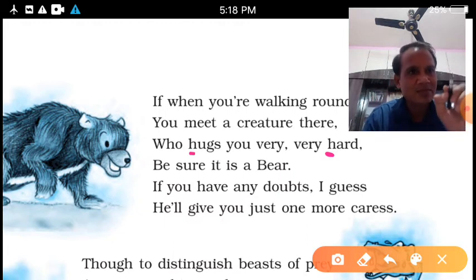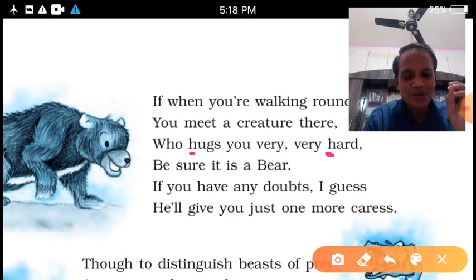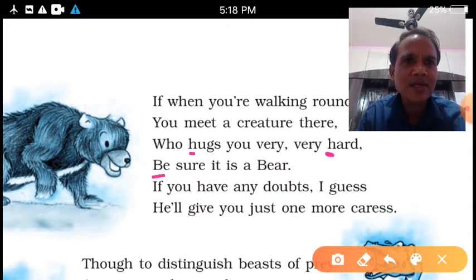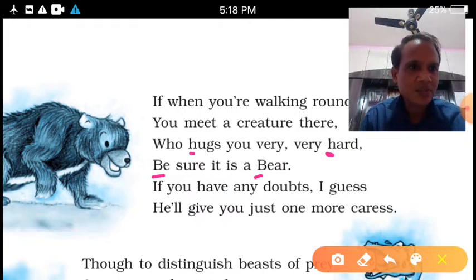And the last figure of speech in the same line, hyperbole. Because the poet said that, who hugs you very hard. The hugging is exaggerated. So, three figures of speech are there in the same line. Here, alliteration, consonant sound H is repeated. Okay, let me proceed toward the next stanza.